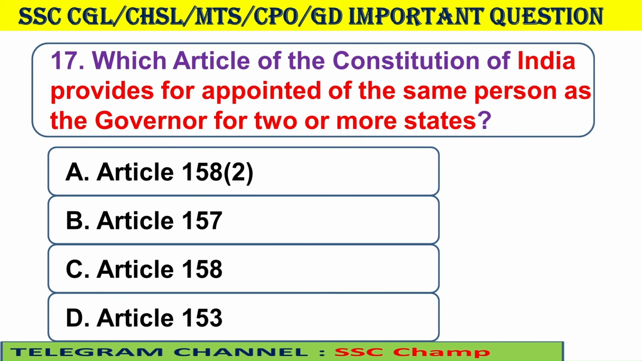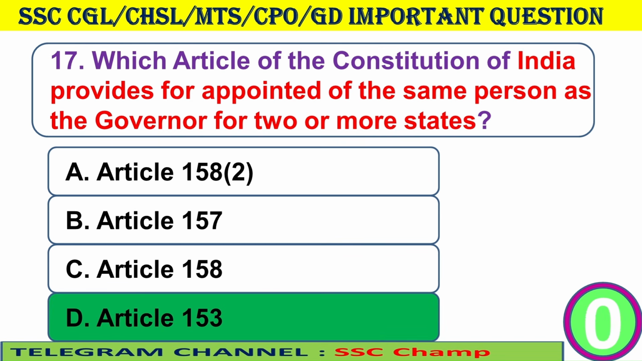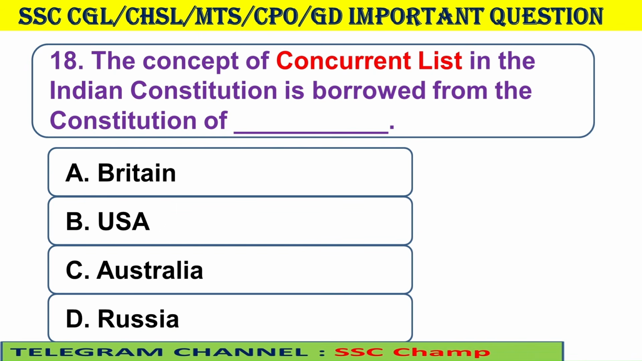Option A, Article 158. Option B, Article 158, Clause 2. Option C, Article 157. Option D, Article 153. Correct answer, Article 153. The concept of the concurrent list in the Indian Constitution is borrowed from the Constitution of Option A, Britain, Option B, USA, Option C, Australia, Option D, Russia.